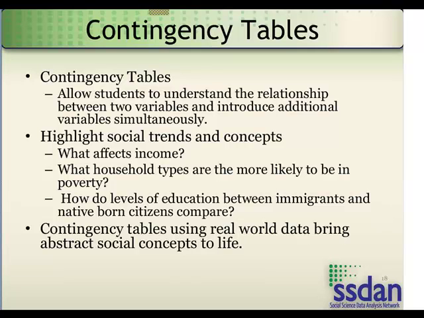Obviously, make a table that has household type by poverty status. And in the case of one of the items we're going to look at today, how the levels of education between immigrants and native-born citizens compare. So contingency tables, as I said earlier, is kind of a simple way to have students really get an initial understanding what social scientists do by looking at data, looking at evidence to confirm hypotheses without making it overly technical.